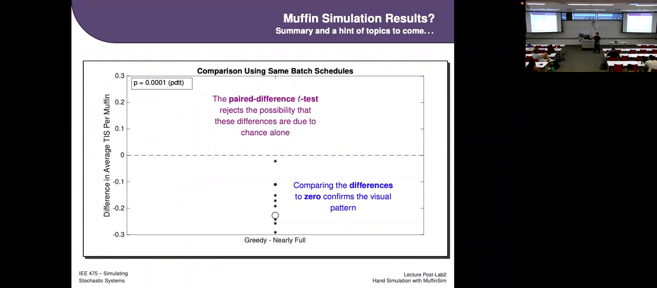So here, I thought I could do a 2-sample t-test, but then I learned that the data weren't independent. So I had to pair them up and do a 1-sample t-test. And that is what allowed me to finally say that, yes, statistically rigorously, I can say for sure there is a statistically significant difference between greedy and nearly full, and greedy is better than nearly full.